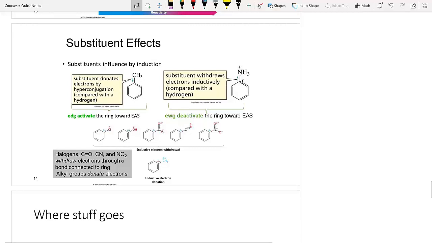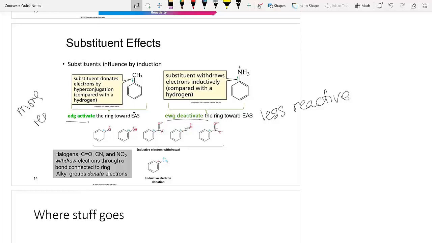So here is another reminder of these things. For the electron donating groups, the alkyl group is donating by hyperconjugation, and then we can have electron withdrawing groups. Our electron donating groups are going to activate the ring. Activate means that it's going to make it more nucleophilic. Electron withdrawing groups deactivate the ring, meaning it's less nucleophilic, so the ring is going to be less reactive towards whatever electrophile you have. And the electron donating groups are going to be more reactive to whatever electrophile you have.